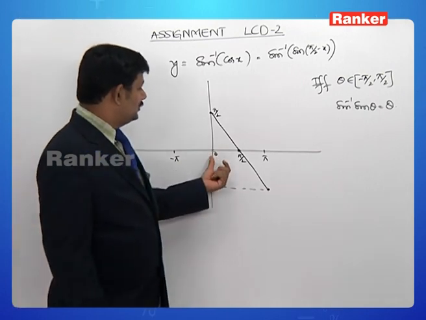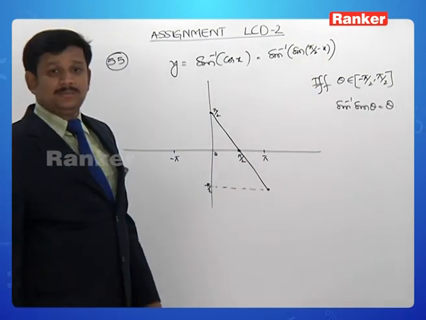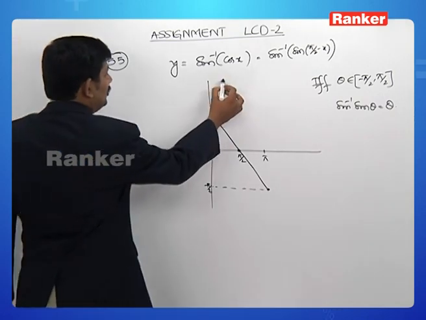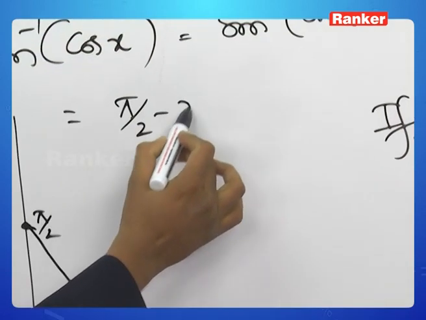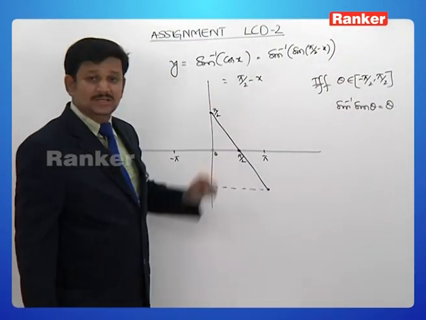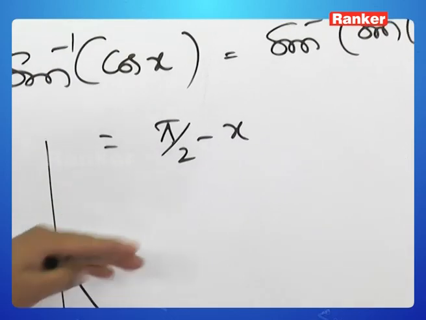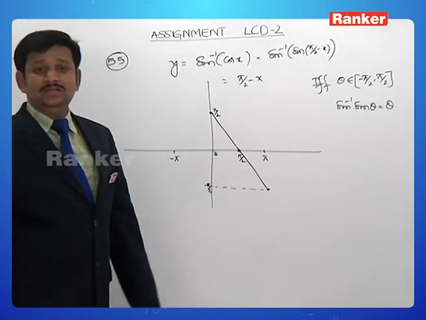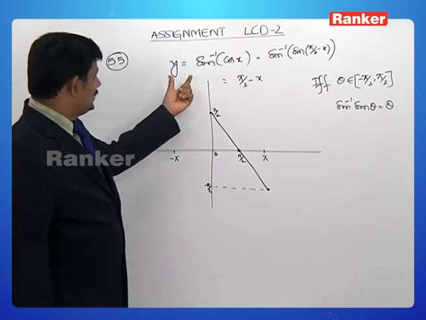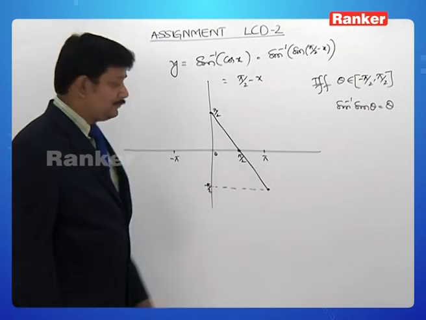So whenever we are talking of x between 0 to pi, pi by 2 minus x lies between minus pi by 2 to pi by 2. So y would be equal to pi by 2 minus x, which is a straight line equation with y-intercept of pi by 2 and slope minus 1. So this is the graph of the function sine inverse of cos x from 0 to pi.